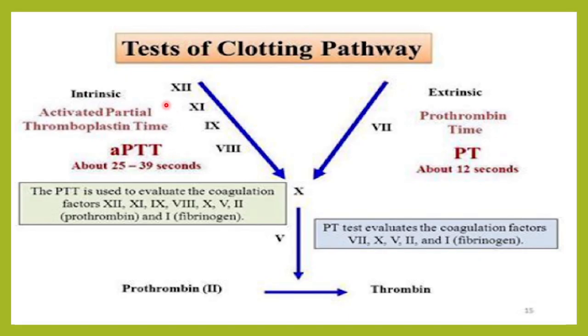Why is APTT used to measure the intrinsic and this common pathway? Because I have told you this thrombin. Thrombin activates factor 8, that activates factor 9, so the intrinsic pathway is affected. Thrombin activates factor 5, that affects factor 10, so the intrinsic pathway is affected. Hence APTT is used to measure the intrinsic pathway as well as the common pathway.